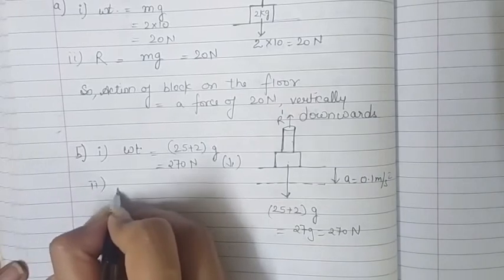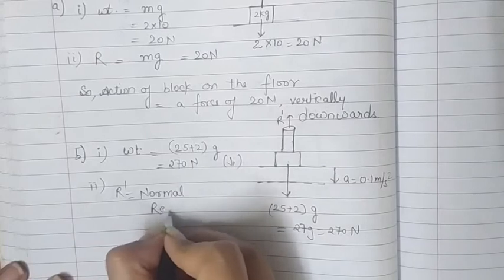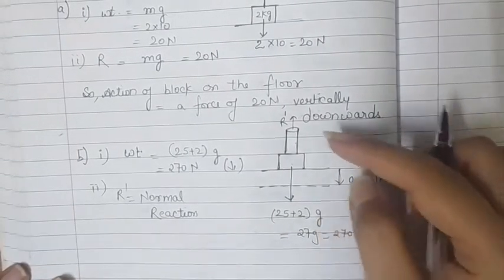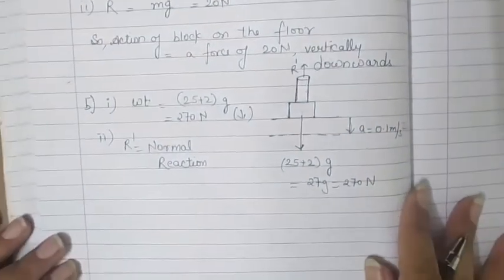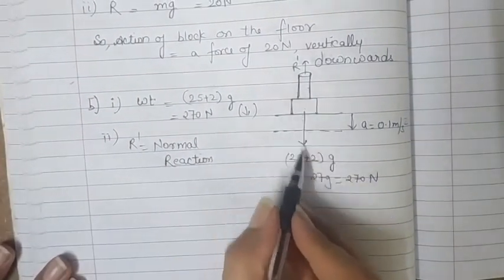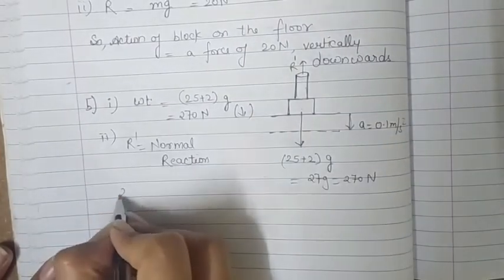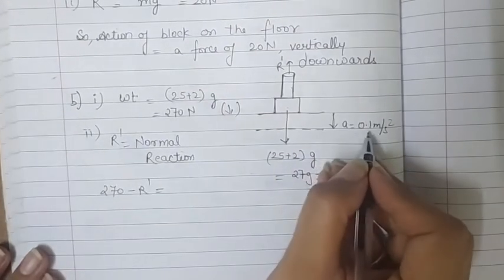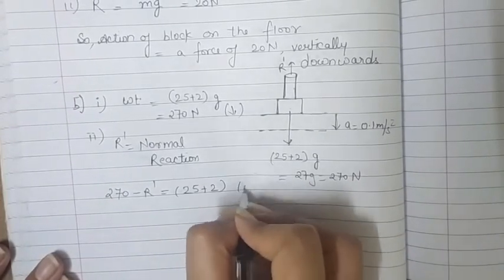Second force that is acting is R dash, which is the normal reaction, and since there is a motion in the system, that means these two are not balanced, so we can't write R dash is equal to 270 Newton, these are not equal. We have to write the equation of forces for this system. Since the motion is downwards, this shows that 270 Newton is more than R dash. So our net force is 270 minus R dash, which should be equal to mass into acceleration. So mass is again 25 plus 2 and acceleration is 0.1.